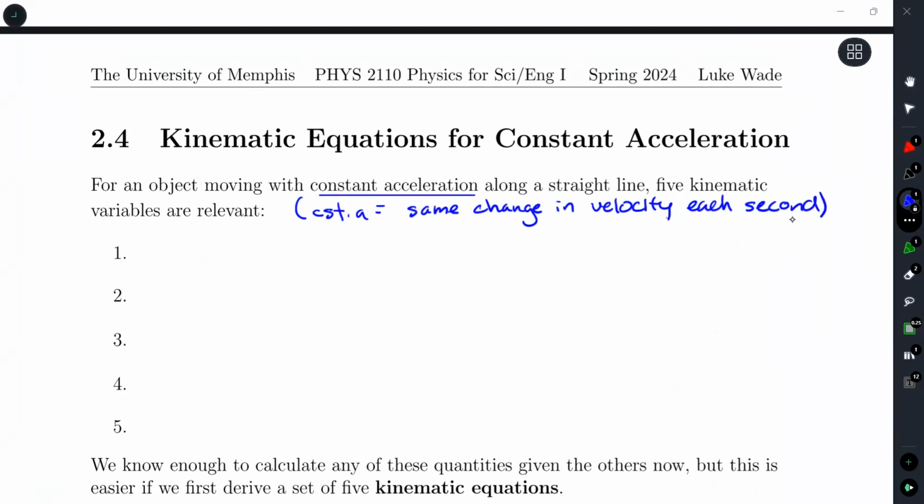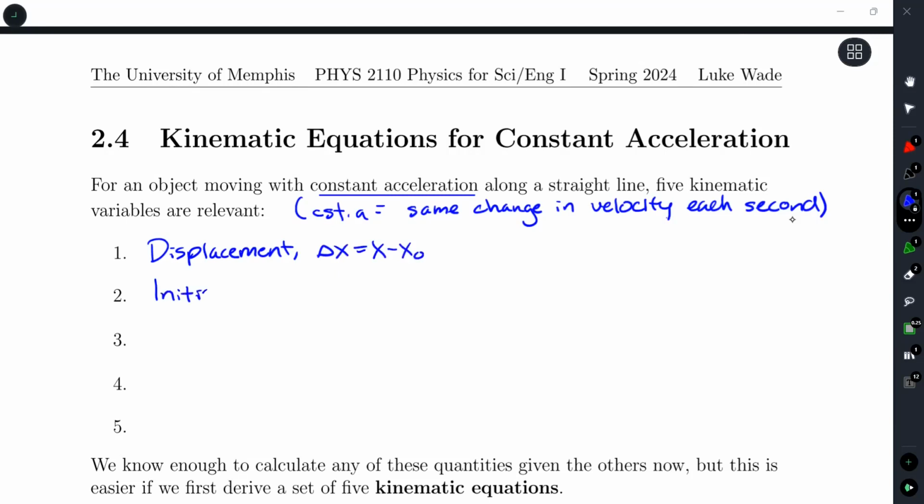So the plane speeding up by 9 kilometers per hour each second, or the drag racer slowing down by 5 meters per second each second, those are constant accelerations. So we have talked about 5 things describing the motion of an object. That's displacement, delta x, or final minus initial position.